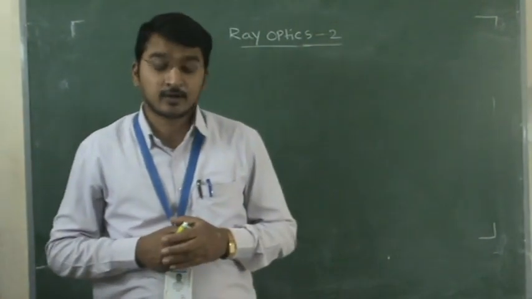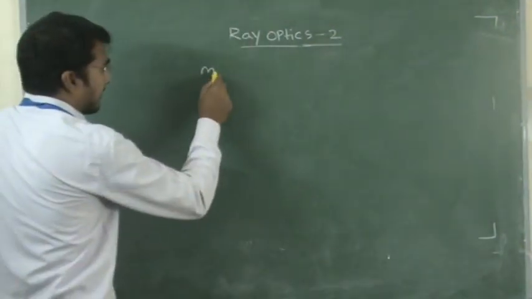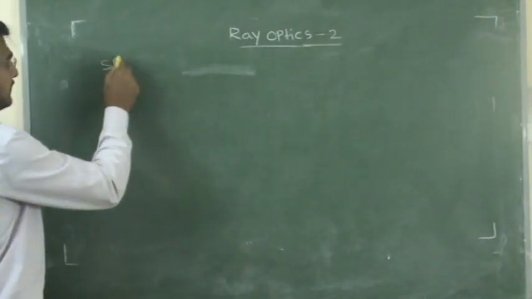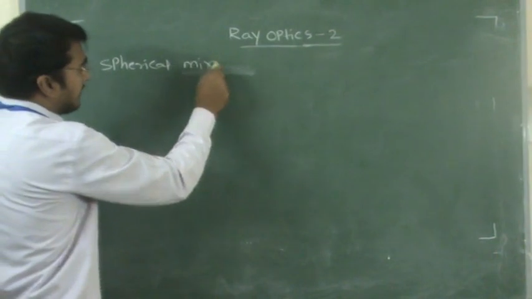Next, convex and concave. These types of mirrors we call spherical mirrors. We will discuss spherical mirrors.